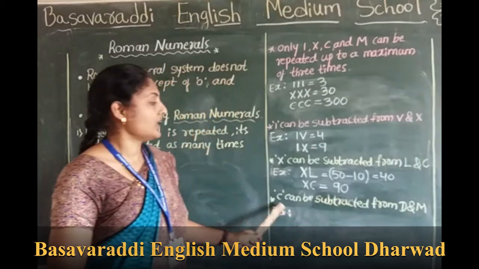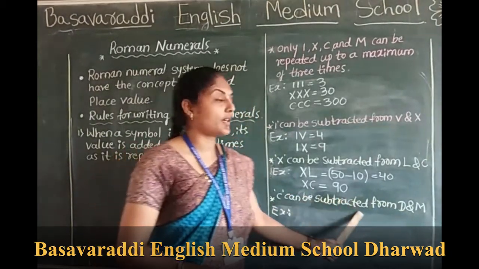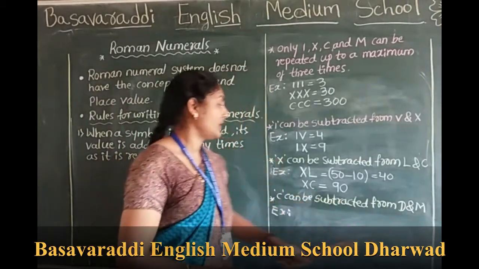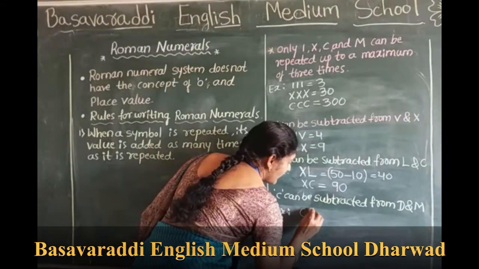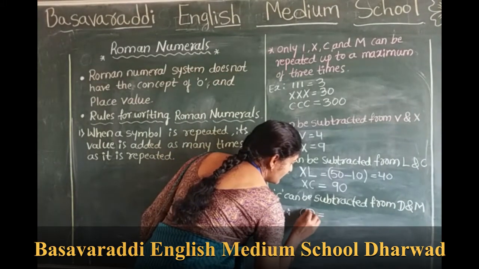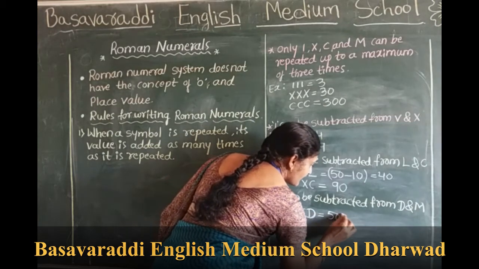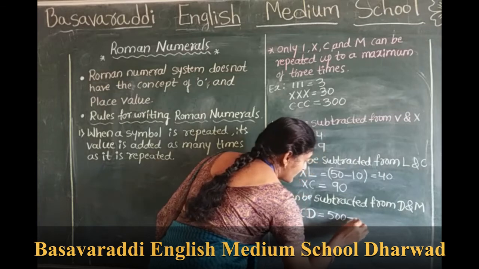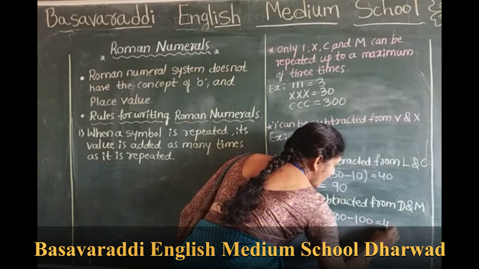The final tip is C can be subtracted from D and M. With the example, I will explain. C and D: the value of the D is 500. The C is subtracted from the 500. The value of the C is 100, so it is equal to 400.